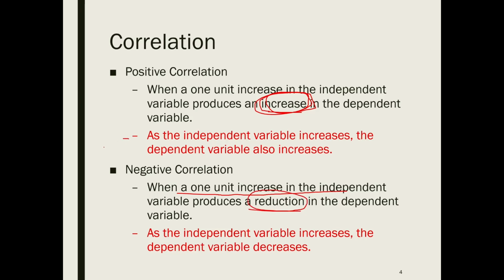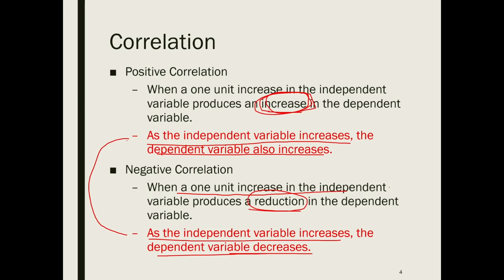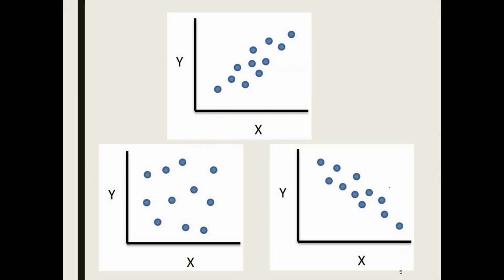The simpler way to say it: for the positive correlation, as the independent variable increases, the dependent variable also increases. In the negative correlation, as the independent variable increases, the dependent variable decreases. If two variables have a correlation, they are supposed to have a linear relationship. So what does that mean?